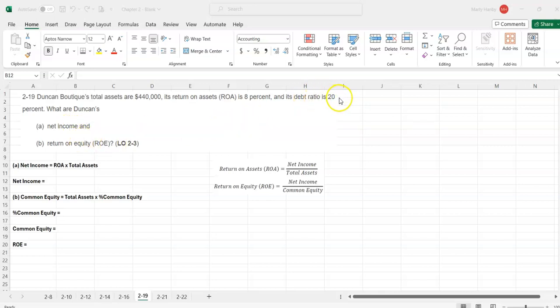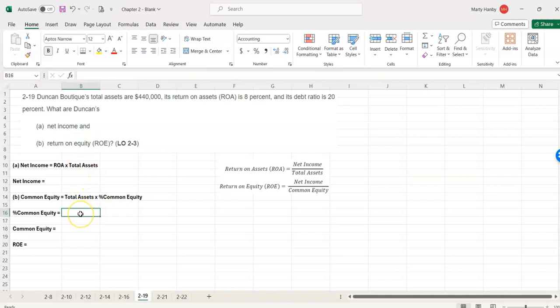So, remember that if the debt ratio is 20%, remember your balance sheet equation, common equity has to equal 80%. So just go down here and enter common equity: 0.8, and I'll just make it a percent. Oops, not comma, percent. There we go. So common equity is 80%, so just saving myself a step for later.